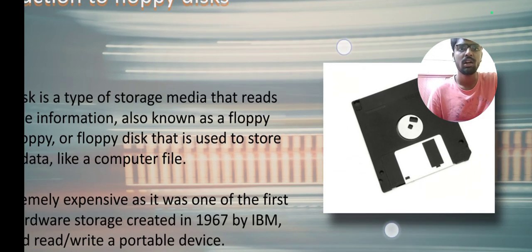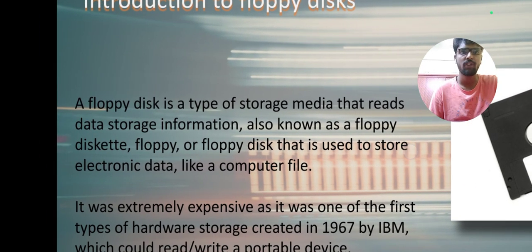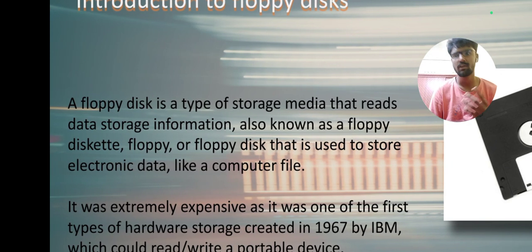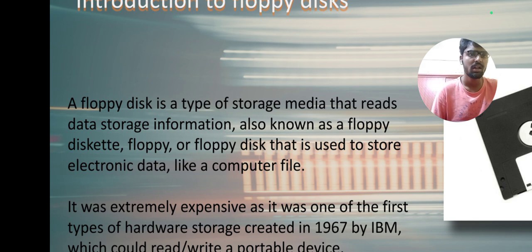So basically, floppy disks are a storage device. Mainly, it is a secondary storage device. Basically, the floppy disk was invented in 1967 by IBM. This is the first storage component which allows the user to both read and write a file onto the floppy disk.